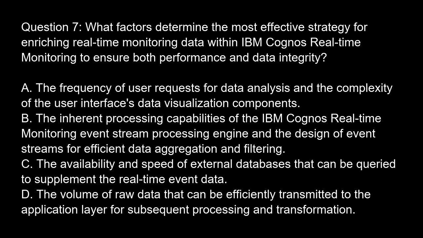Option C. The availability and speed of external databases that can be queried to supplement the real-time event data. Option D. The volume of raw data that can be efficiently transmitted to the application layer for subsequent processing and transformation.